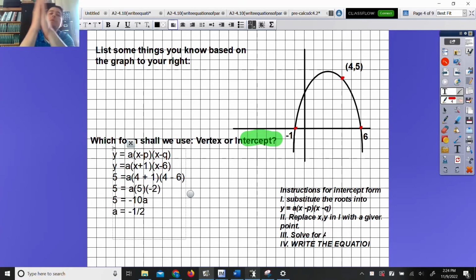All right, what's your actual full equation? Y equals -1/2 times x plus 1 times x minus 6. Hopefully this is something easy for y'all.